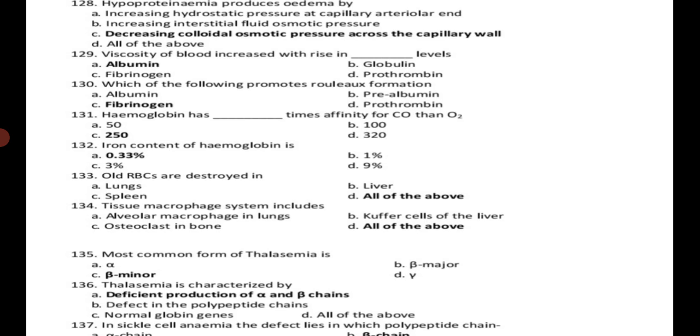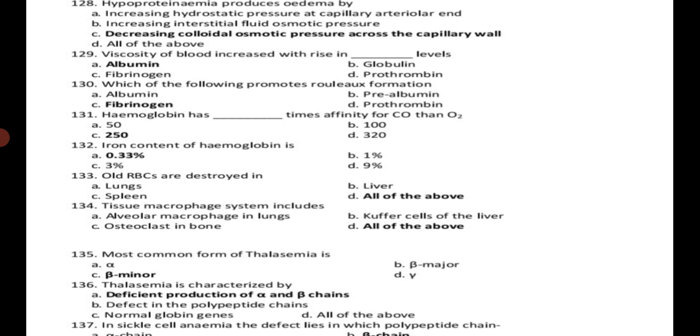Some rouleaux is normal in dogs and more occurs in a normal cat. Increased rouleaux formation in a canine is associated with an increase in fibrinogen or acute phase proteins and is usually seen in inflammatory diseases. So option C is the answer of question number 130, that is fibrinogen.